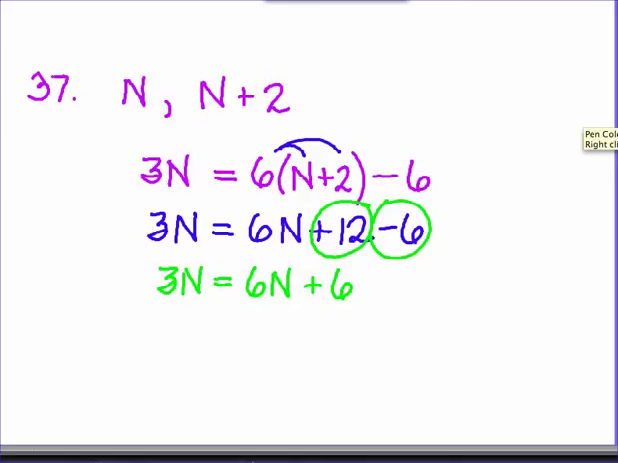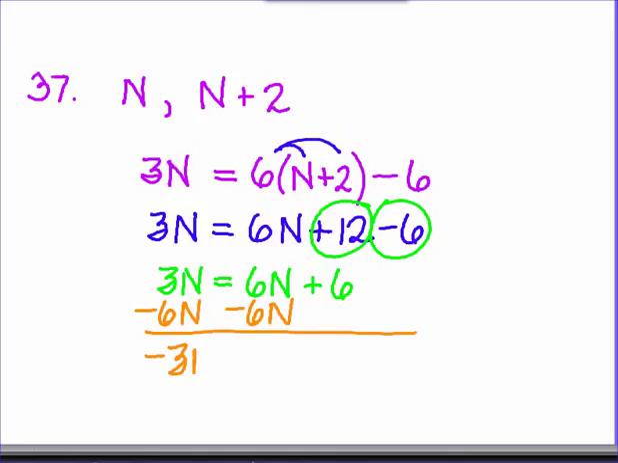Put the variables on the left side. Yeah, let's move the variable to the left since I've got 6 all by itself. So to move it to the left, what do I do? Subtract 6n. So what's 3n minus 6n? Negative 3n equals 6. What do you do now? Divide by negative 3. So n equals negative 2.